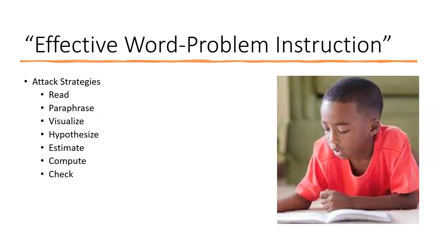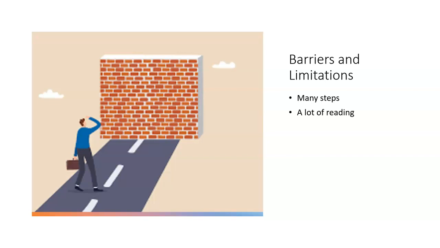So next is compute. This is where you're actually going to do the math. Everything that you've been working on up to this point, getting the problem down, understanding what's happening, now you're going to work on that. And then check is just making sure you got it right. Okay, barriers and limitations. The barriers and limitations to this is that there's many steps and a lot of reading. Like I said, special ed for me, a lot of my students struggle with these, so that could be a big issue when it comes to solving these.